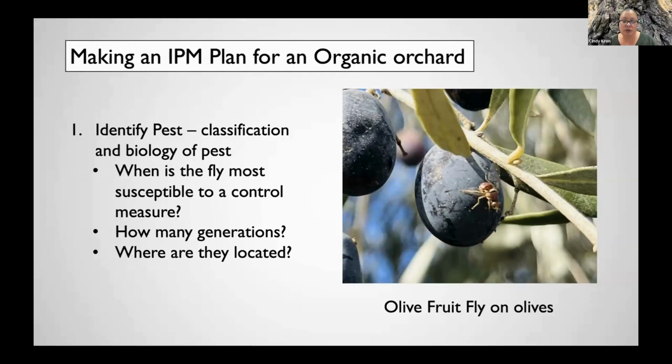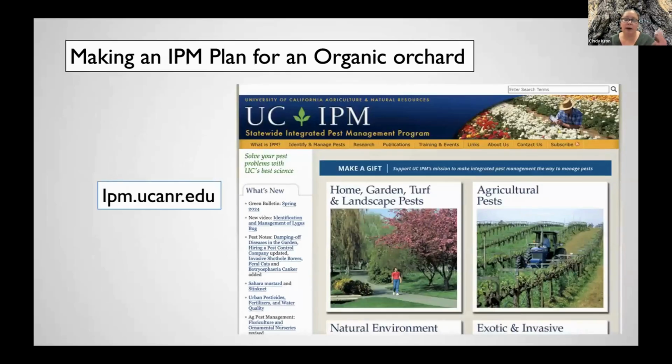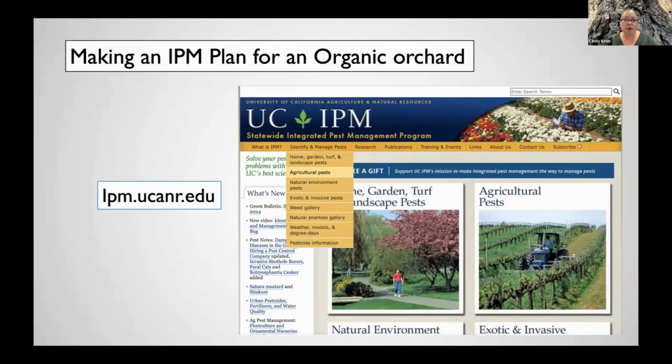How many generations do we have? Where are they located? These are some of the questions that will help us in designing what our program is going to look like. So then I go back, here I am at ipm.ucanr.edu, and this is the same page that we started with looking at grapes, choosing agricultural pests.